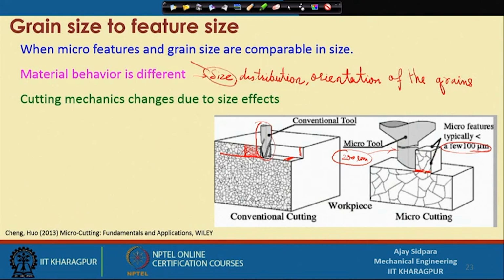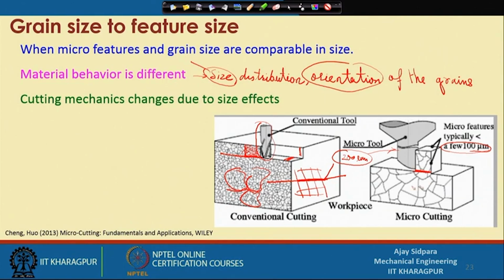Distribution means how they are distributed. Orientation also makes a difference, because if they are uniformly oriented, something like this, these are very ideal structures, and suppose your cutting tool is located here, then it can find a grain boundary very easily, and that grain boundary is continuous in this case. But if they are located something like this, then there is a problem that you may not encounter this particular boundary to initiate the slide cutting. And because of these different phenomena, the cutting mechanics changes due to the size effect.